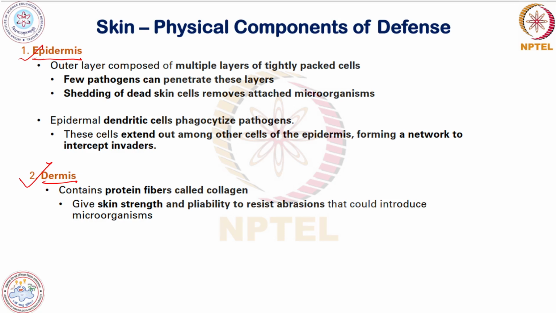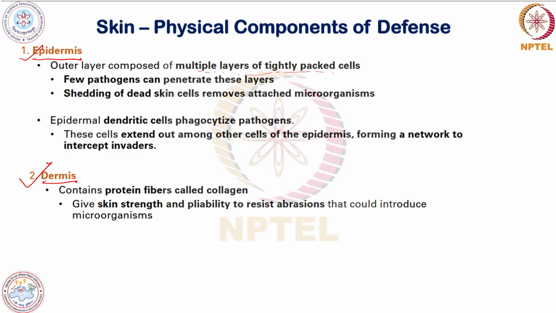So this epidermis is composed of multiple layers of tightly packed cells, and it makes it hard for bacteria and other pathogens to enter because this is a very hard layer. So very few pathogens can penetrate these layers. It also has a property of shedding from time to time, like it will shed off the dead skin cells, which also removes the attached pathogens, so their entry will be prevented. And this also has epidermal dendritic cells which can phagocytose pathogens.